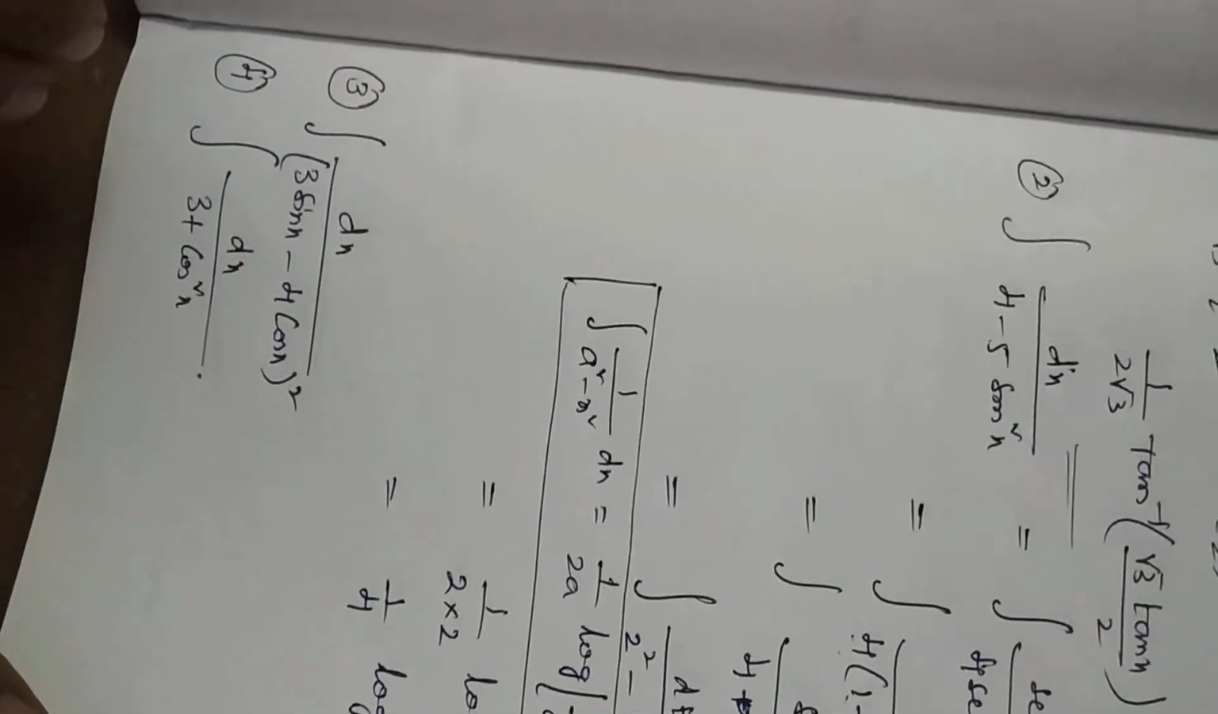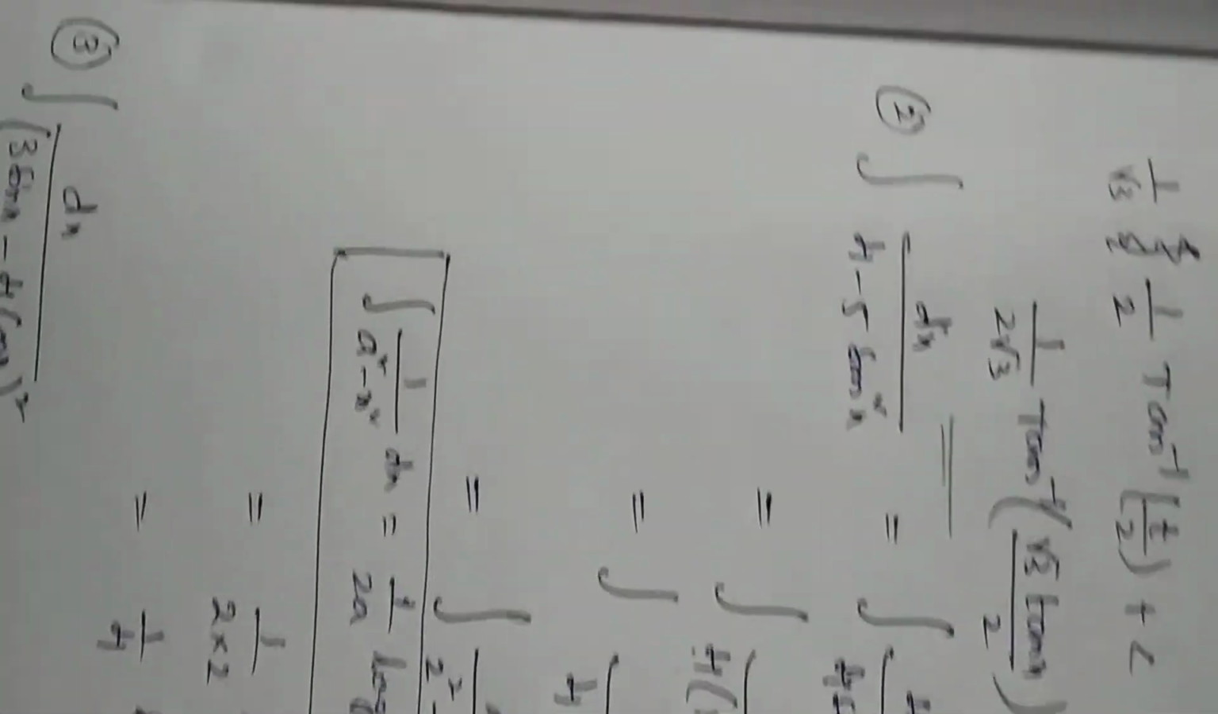So here this is the first type. I told you, I gave 2 examples which you can do easily. You can get the solutions. Okay, so this is the first type.